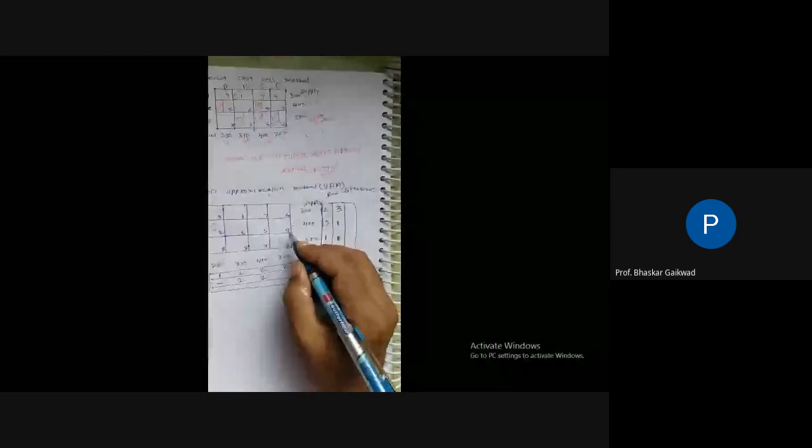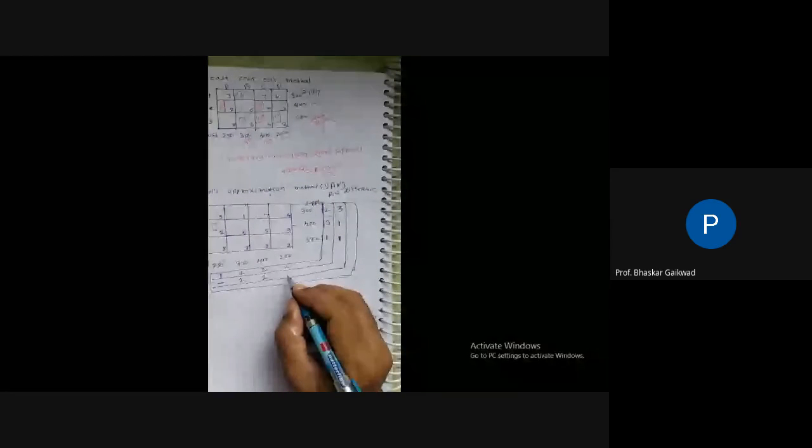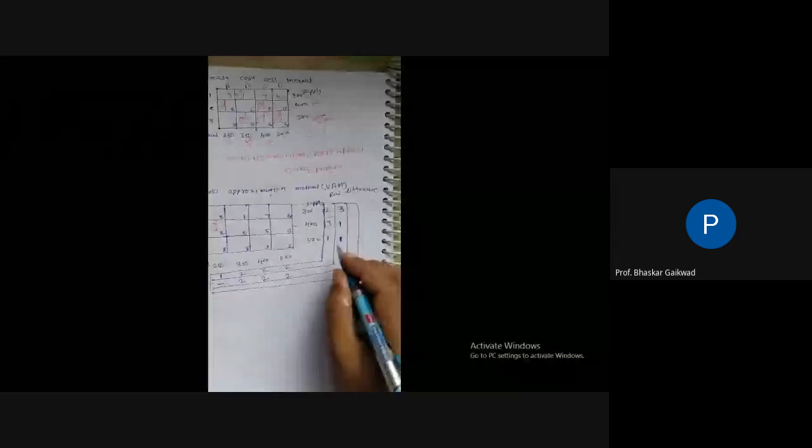Then this is the 4. This is the 2. So here you can write 2. Now you can see this, which is the maximum value. So here this is the maximum value.